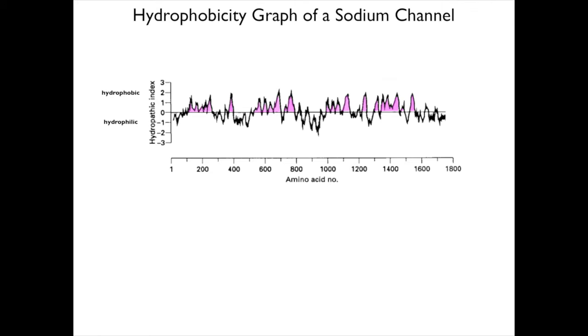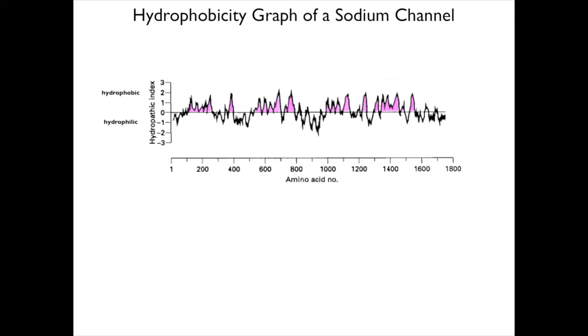As a first step in evaluating how the channel is structurally and functionally organized, a hydrophobicity plot is generated. Each amino acid is placed in the plot as it occurs in the protein, and each is assigned a hydrophobicity value which reflects its ability to interact with water. A running average of these values over several amino acids is then calculated around each amino acid in the protein sequence and plotted as a function of position along the protein chain.